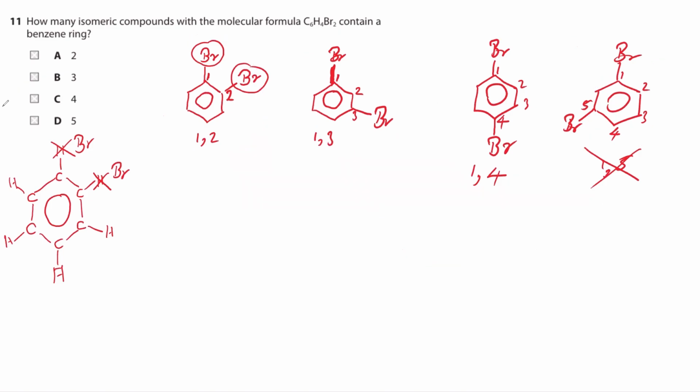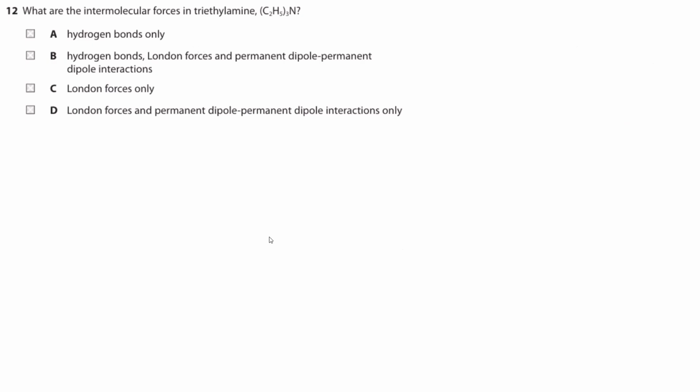Question number 12. If you go for question number 12, they are asking what are the intermolecular forces in triethylamine? When you hear the word amine, you think they have intermolecular hydrogen bonds. But the best thing is, let's draw this triethylamine. Nitrogen can have 3 bonds. Okay, I'm just drawing 3 bonds. And it's a group 5 element, so therefore it has a lone pair of electrons.